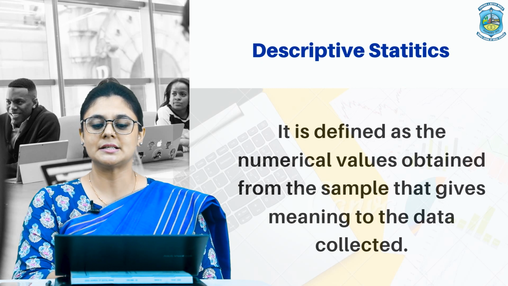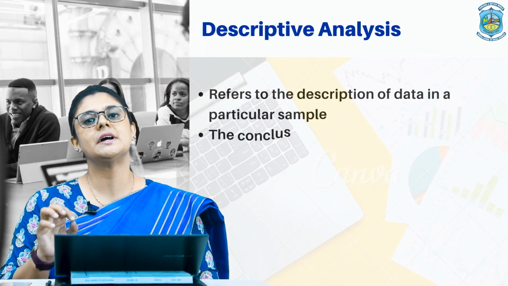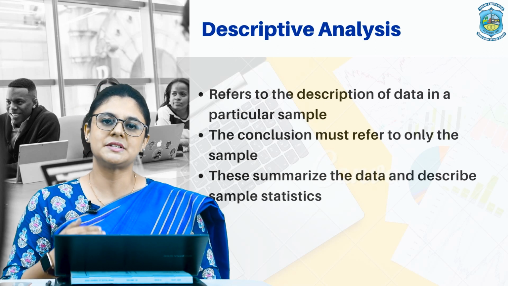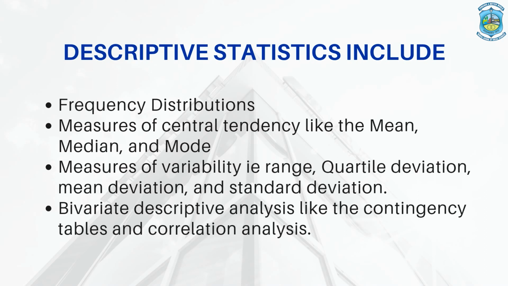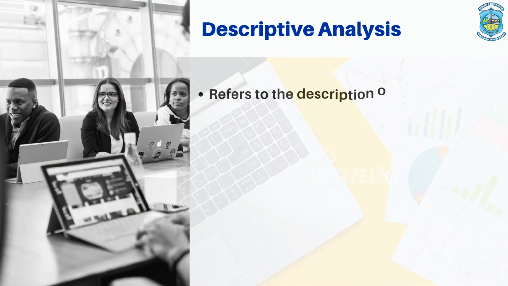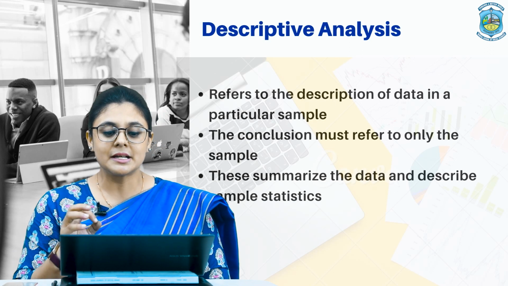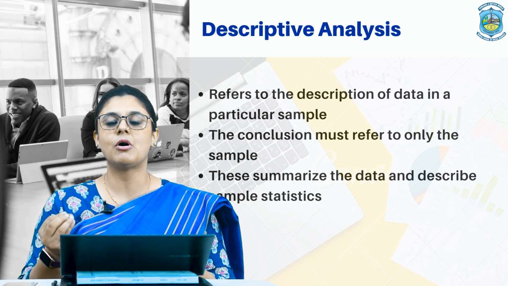And this descriptive statistics is basically used in descriptive analysis, right? By using the descriptive statistics, say for example, the frequency distributions, the measures of central tendency like the mean, median and mode, measures of variability such as range, the quartile deviation, mean deviation and the standard deviation, and of course the bivariate descriptive analysis like the contingency tables and the correlation analysis. So descriptive statistics includes all these tools, and with the help of the descriptive statistics, what we do is the descriptive analysis. Now descriptive analysis refers to the description of a particular sample.